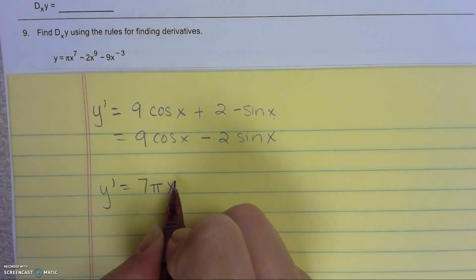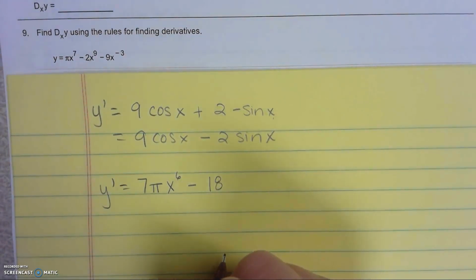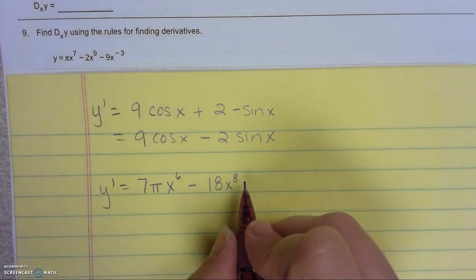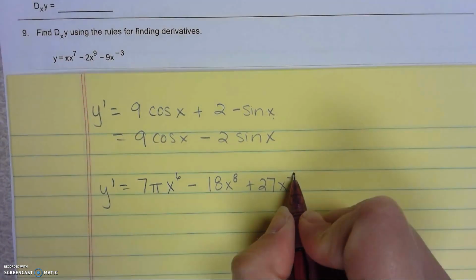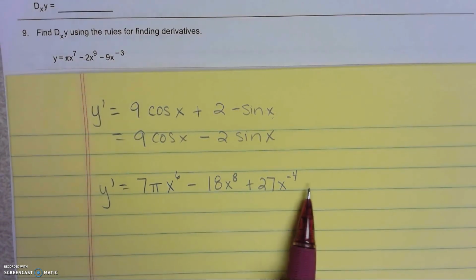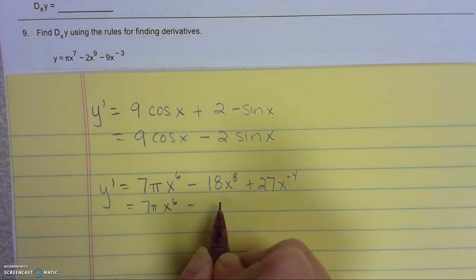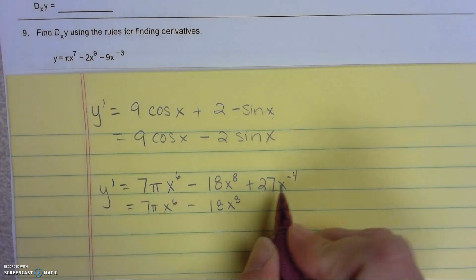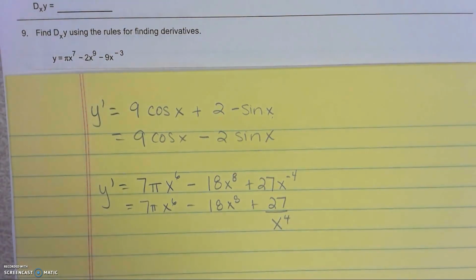X to the, take one away from the 7, 6. Minus 2 times 9 is 18, x to the 8th. And then we have negative 9 times negative 3 is positive 27. And remember, we're taking 1 away, so negative 3 minus 1 would make negative 4. And so your computer may accept the answer as this, but traditionally we don't like to have those negative exponents. So I would rewrite it as this, taking the x to the negative 4 and dropping it to the bottom.